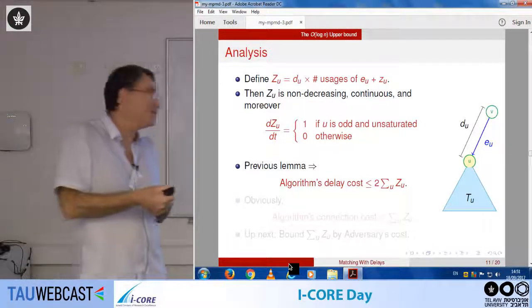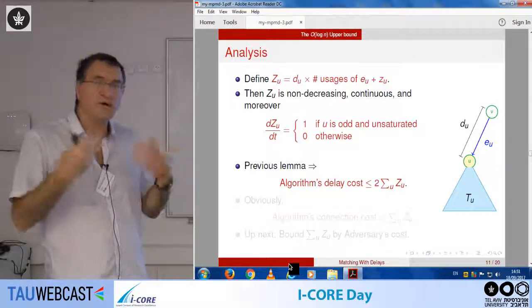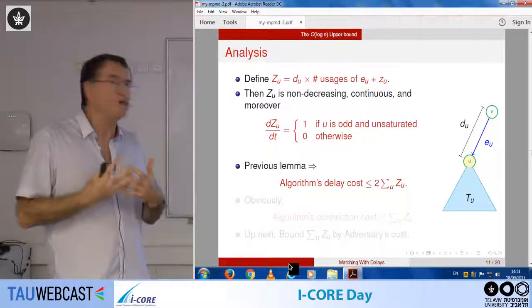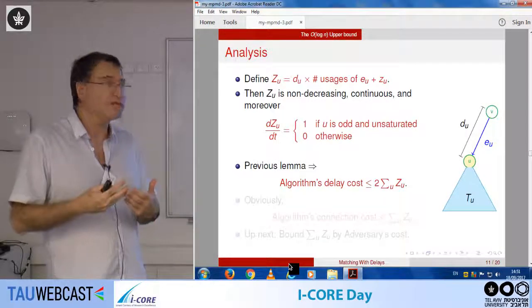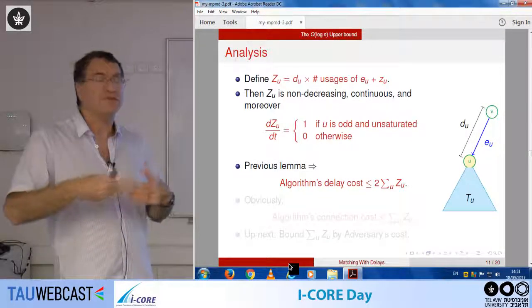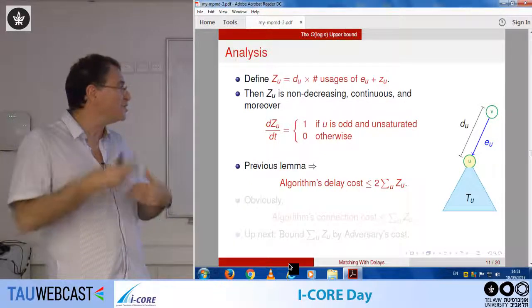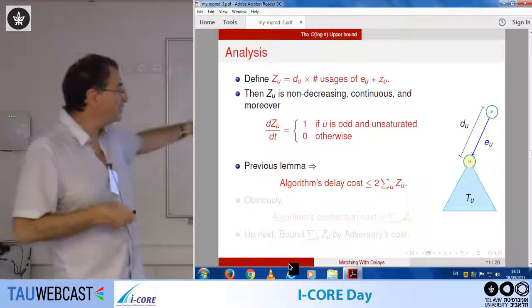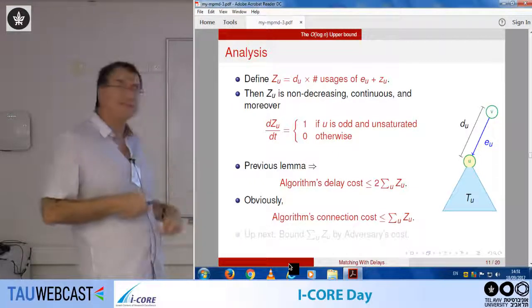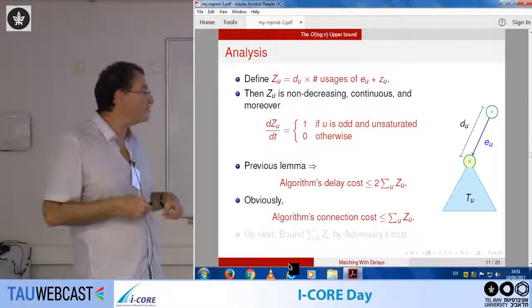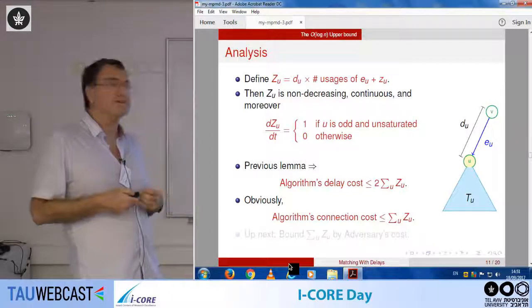by the counters. The idea is as follows: as long as there are requests which are pending, which are not served yet, one of the counters for each such request is increasing. Therefore, if I sum up all the counters, they bound the algorithm delay cost.